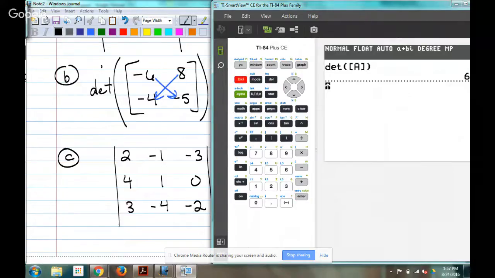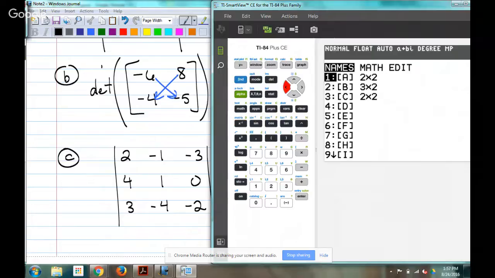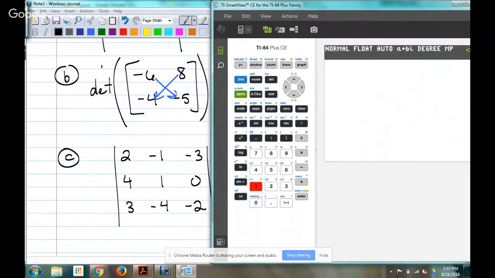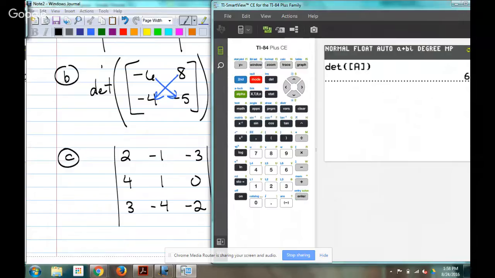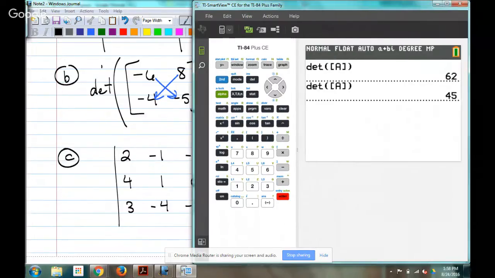So I'm going to put that matrix into the calculator. Over to edit. 3 by 3. 2, -1, 3, and 4, 1, 0, 3, -4, -2, and then I'm going to use, I've already used that command, I'm just going to use it again. Arrow up and copy it, and you get what y'all say. 45. Is that what that number is? 45. Yeah.